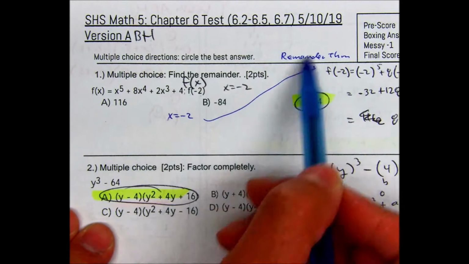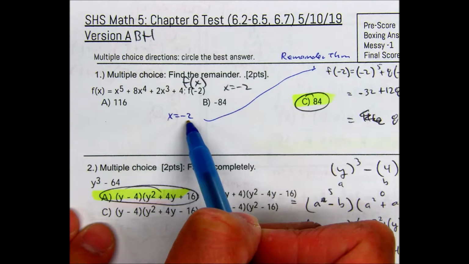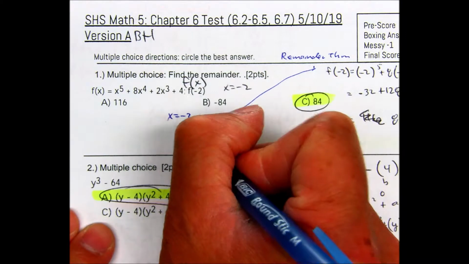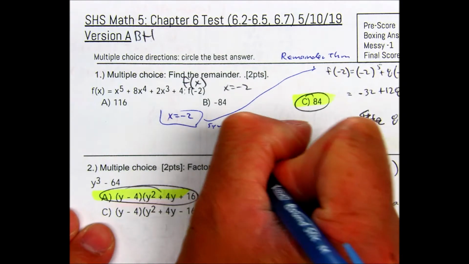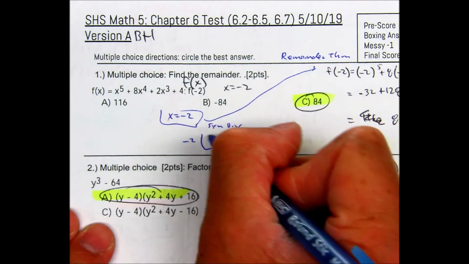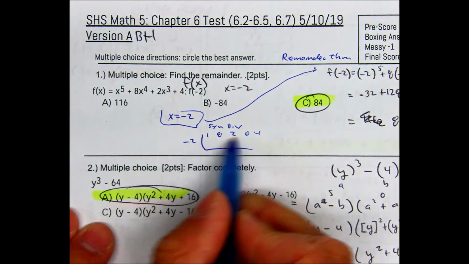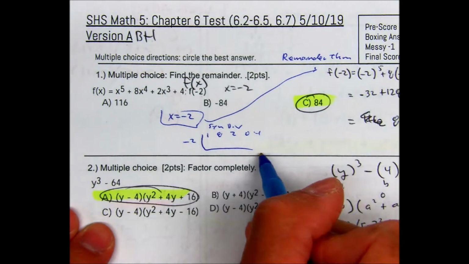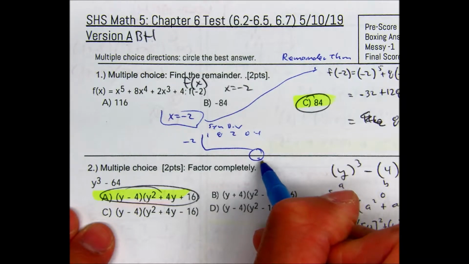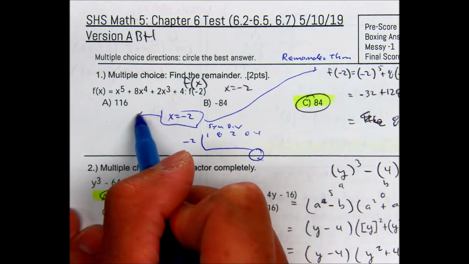Another way that you could have done the same problem is use x equals negative 2 and then use synthetic division. If you have that negative 2, and then you would use these values 1, 8, 2, 0, and 4, and then you would do synthetic division, and whatever you have left over there is your remainder. Does that make sense?